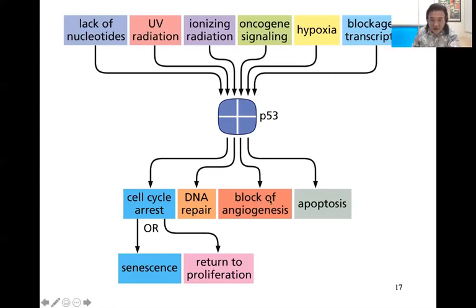p53 can also prevent angiogenesis. In other words, angiogenesis is the growth of blood vessels heading towards the cell. And ultimately, p53 can trigger the self-destruct program, right, which is apoptosis.